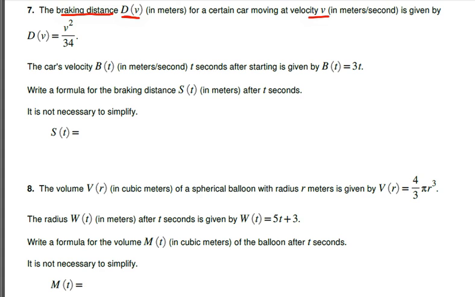So the braking distance d of v in meters for a certain car moving at velocity v in meters per second is given by this function. Notice it's d. The output is the distance, and the input is the velocity. And then they can't use v right here because that would just be weird, but it makes most sense.